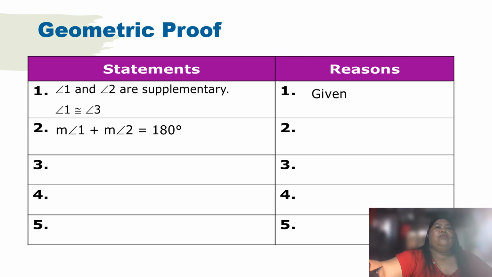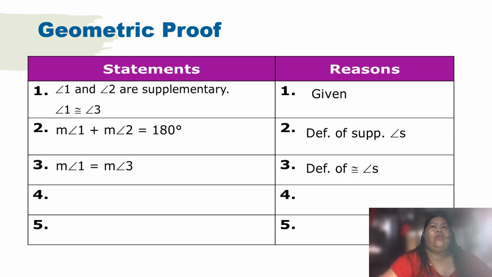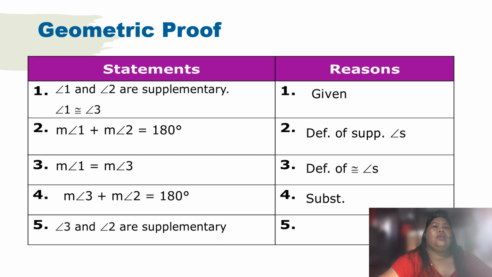Measure angle 1 plus measure angle 2 is equal to 180 degrees, from the definition of supplementary angles. Measure angle 1 is equal to measure angle 3, by the definition of congruent angles. And measure angle 3 plus measure angle 2 is equal to 180 degrees, from the substitution property. And of course, angle 3 and angle 2 are supplementary, from the definition of supplementary angles. All right.